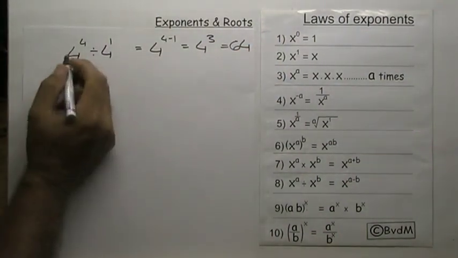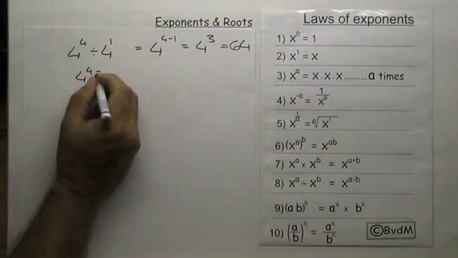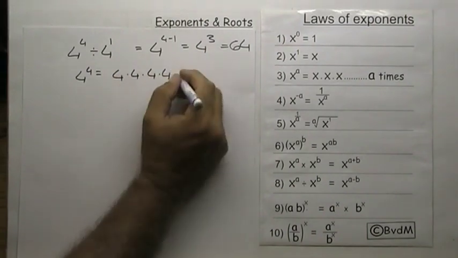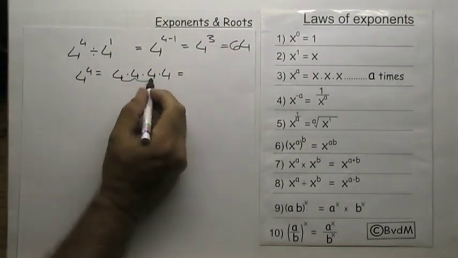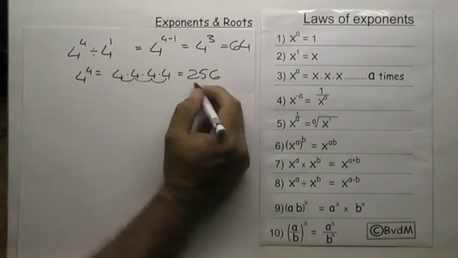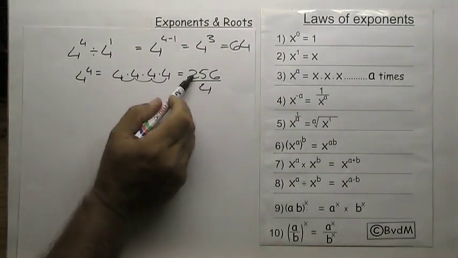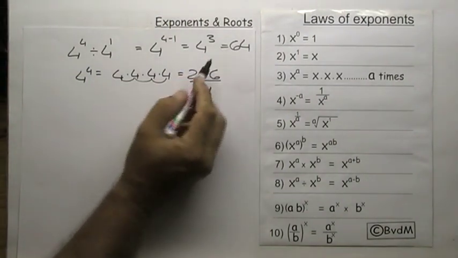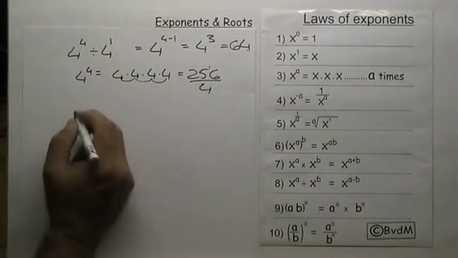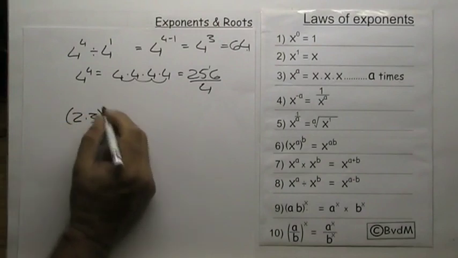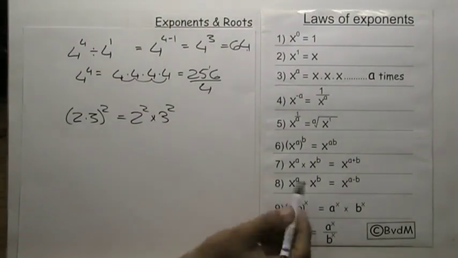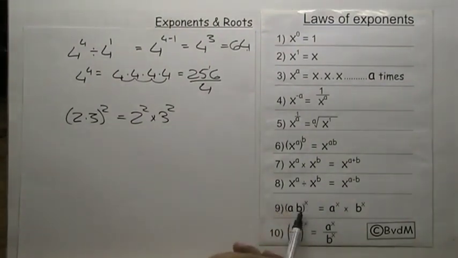Now let's look if it is so. What is 4 to the power 4? 4 to the power 4 is 4 times 4 times 4 times 4, 1, 2, 3, 4 times, and that is equal to 16, 64, 256, and 256 divided by 4. 4 goes into 25 6 times, with a remainder of 1. 4 goes into 16, 4. So it is true.